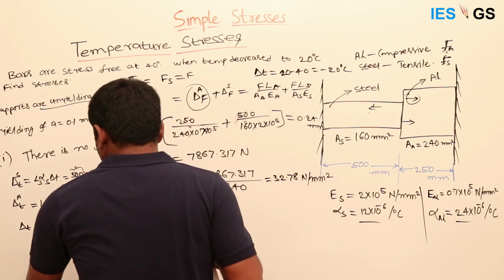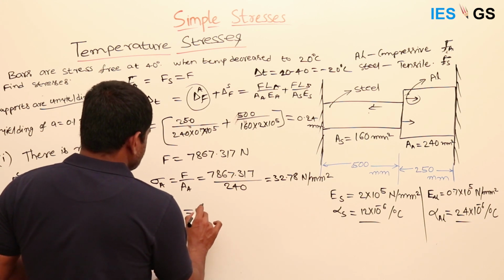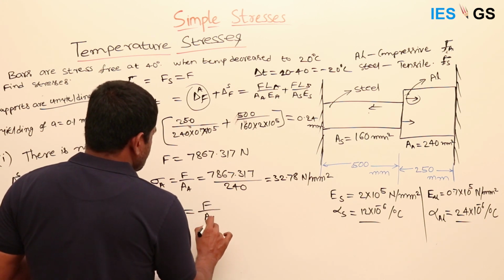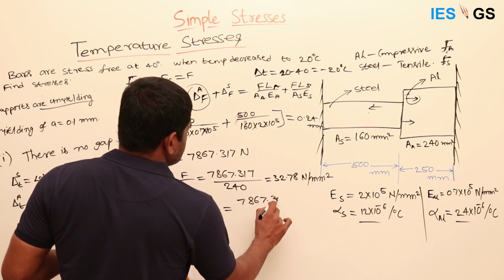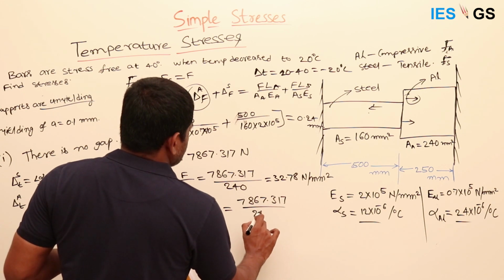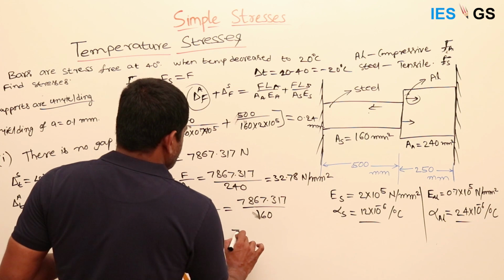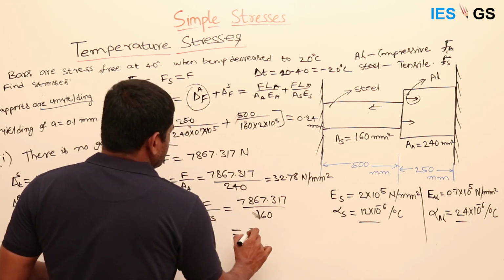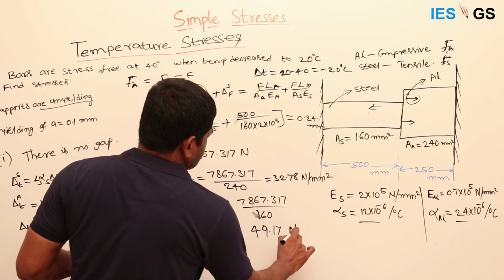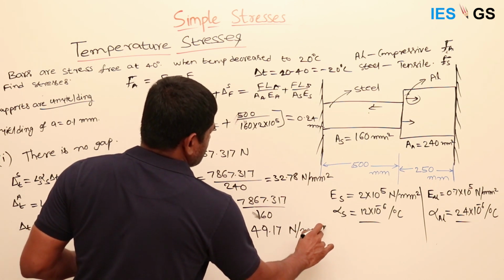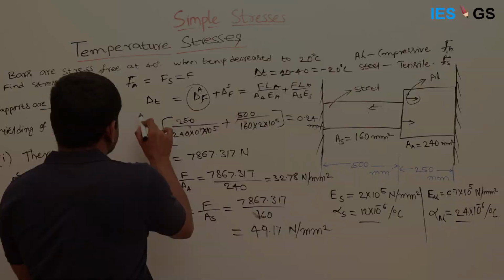In the same way, sigma of steel equals F by AS, 7867.317 divided by the area, 160. Its value is 49.17 Newton per mm square. Okay, this is the first condition.